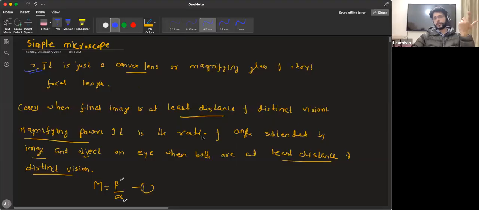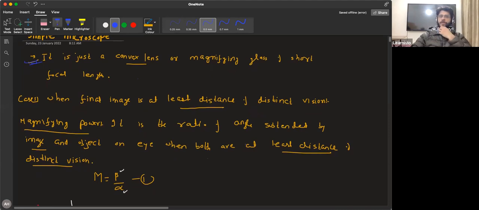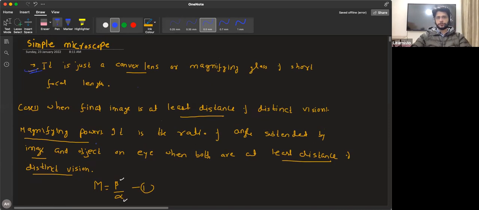I'm repeating again. Earlier, when I was saying the angle subtended by the object, there was no lens. There's no simple microscope, just the naked eye. So I take the object, place this object at 25 centimeter and measure the angle subtended by the object on the eye. Then I put the lens and measure the angle subtended by the image on the eye. But the condition is your image should be at 25 centimeter from the eye. When you take the ratio of both the angles, that ratio is angular magnification. So it's the ratio of angles subtended by image and object on the eye, and both are at the least distance of distinct vision.